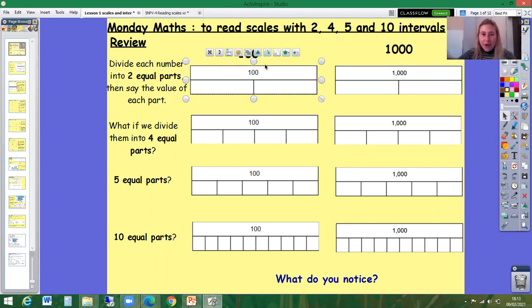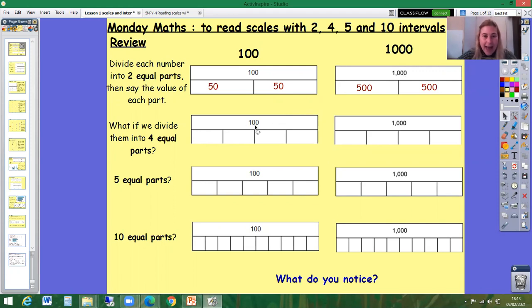Okay, so let's go through. So hopefully with 100, you knew that 100 divided by 2 was 50. 50 and 50 makes 100. Now let's look at 1,000. So 1,000 divided by 2 is 500. So we've got 500, add 500 to make 1,000.